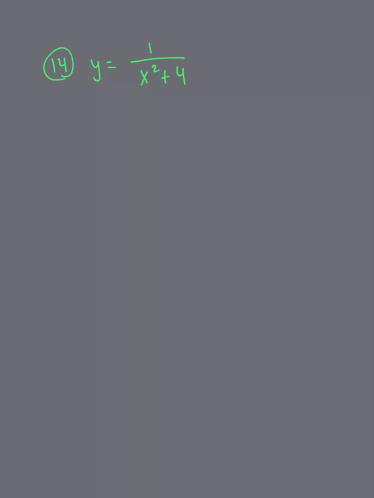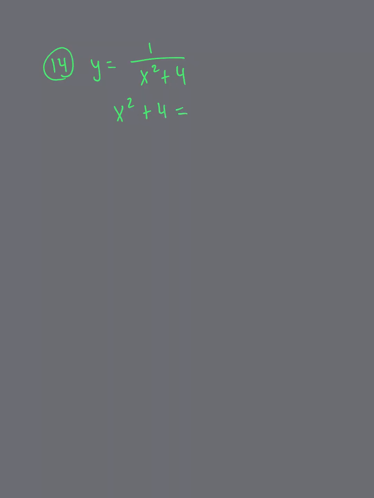I have two more examples for you. But this one, y equals 1 over x squared plus 4. Now, you see the fraction, so you think, well, what would make the denominator 0? And you might be able to see right away that nothing is going to make your denominator 0.